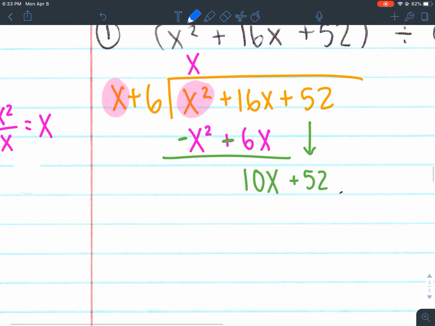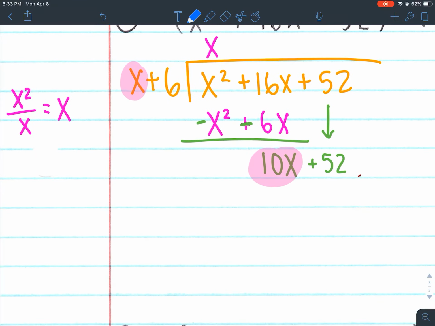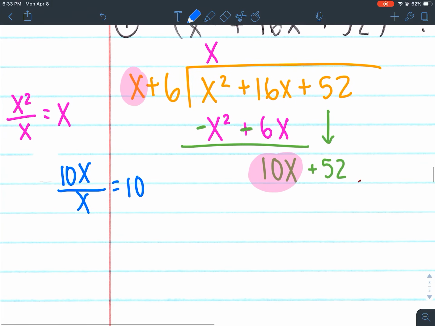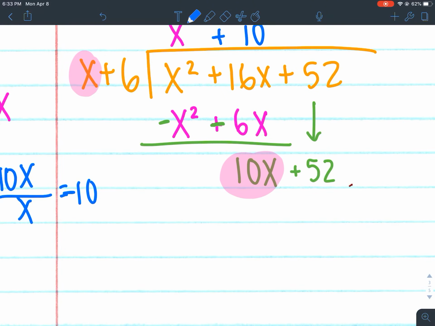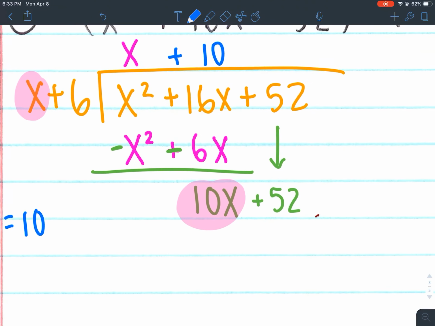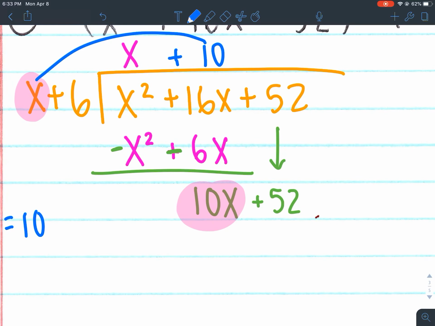Anyways, so then you repeat the same process over again. How many times is x going to 10x? That's going to be 10 times, okay? So you have a positive 10. Whatever sign you have here is going to tell you what goes up there, okay? So if it's a negative 10 down here, then you're going to have a negative 10 up there. Then you distribute. 10 times x is 10x. 10 times 6 is 60, positive 60.